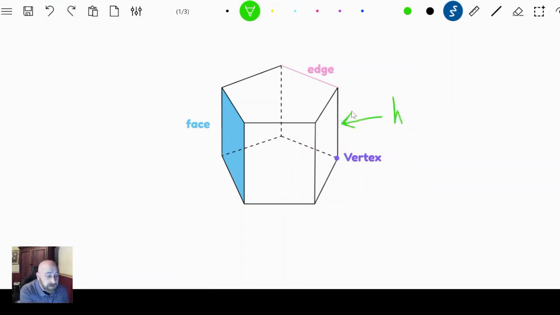And then you have here at each one of these sides, I was trying to get back to this right here, this is called an edge. You can see here on the top where they write the word edge.